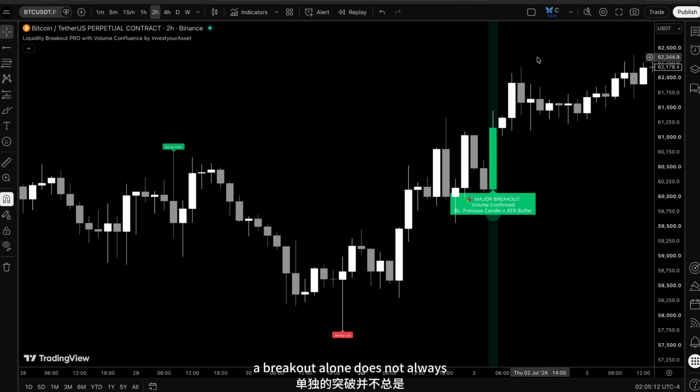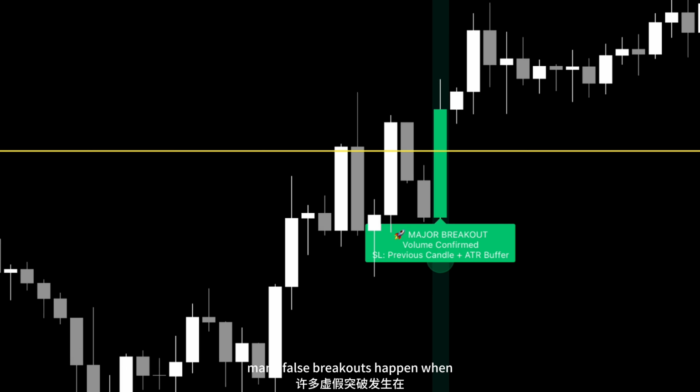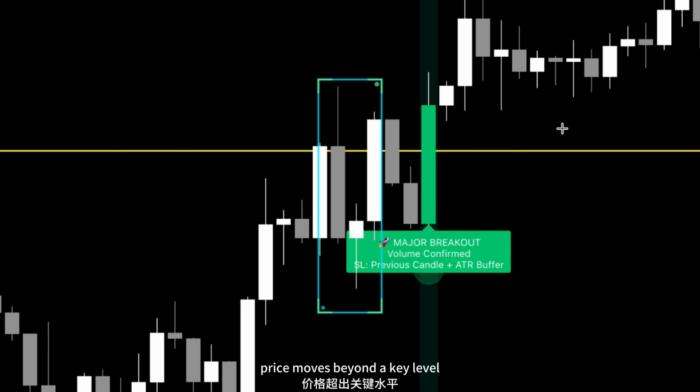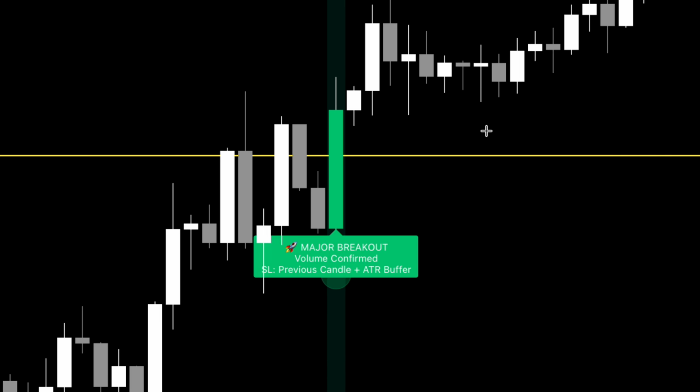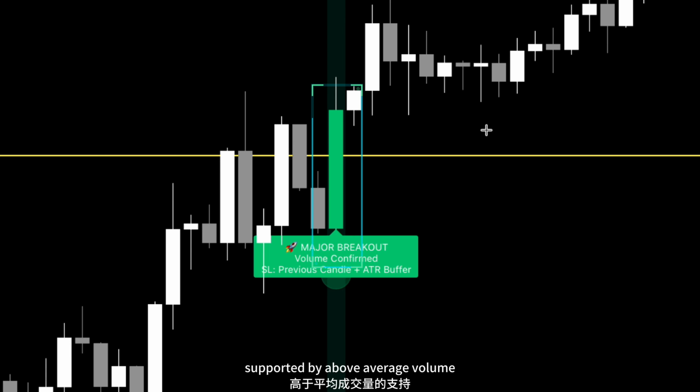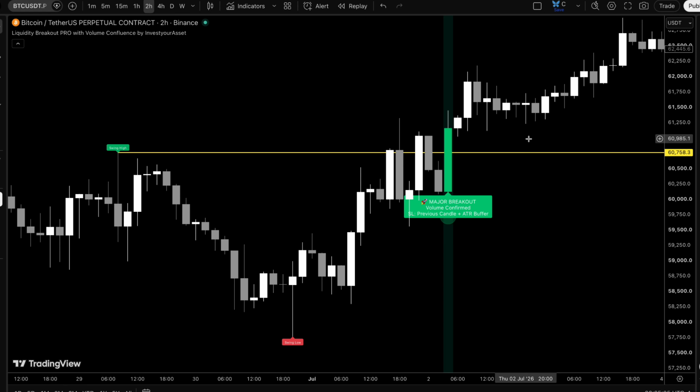A breakout alone does not always represent real market strength. Many false breakouts happen when price moves beyond a key level, but market participation remains weak. This indicator adds another layer of confirmation by checking volume conditions. When breakout momentum is supported by above-average volume, the signal becomes more meaningful. However, volume is not a prediction tool. It only tells us whether more market participants are involved during the move.